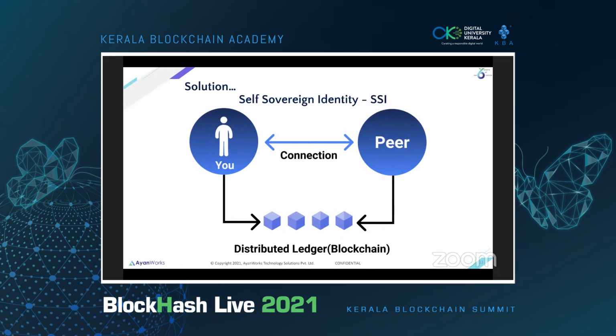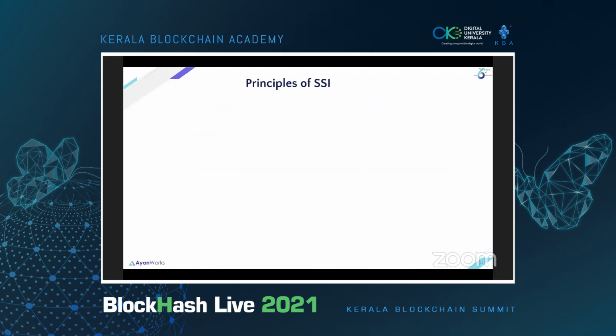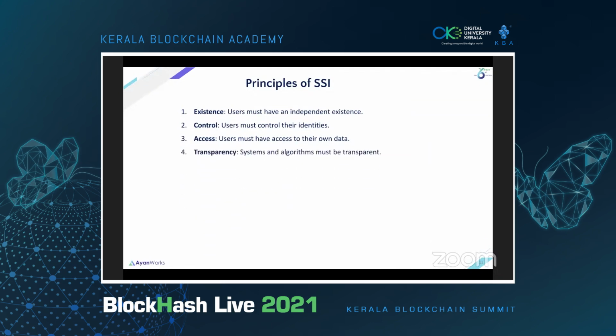So basically, SSI gave us some principles, and those principles are: first, existence. That is, users must have an independent existence of their own on the network. Second, control. Users must control their identities. That is, I control my identity. Third, access. Users must have access to their own data. That is, users must have access to their data anywhere possible. That is portability. Fourth, transparency. That is, the system and algorithms must be transparent. So by using blockchain at the base, we're making the system transparent.